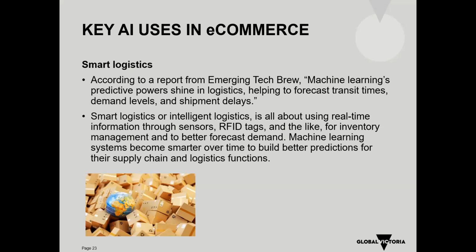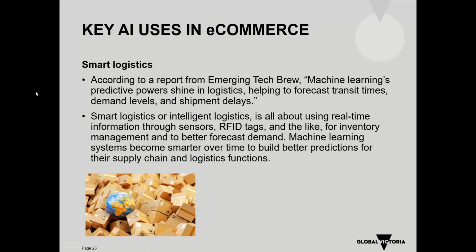AI is being used considerably more in smart logistics. So according to a report from Emerging Tech Brew, machine learning's predictive powers really come into their own in logistics, helping to forecast transit times, demand levels, and shipment delays. And as you know, one of the key aspects of efficient e-commerce is being able to manage your demand. If you have a proper demand supply setup so that you always know that you can supply the customers as and when they need, you certainly have managed to overcome one of the major challenges. Smart logistics or intelligent logistics is all about using real-time information through sensors.